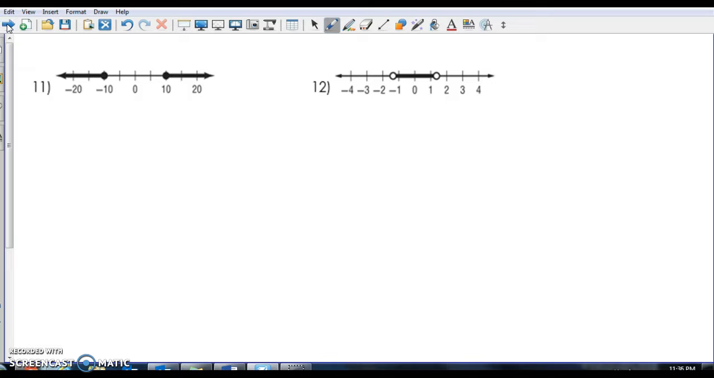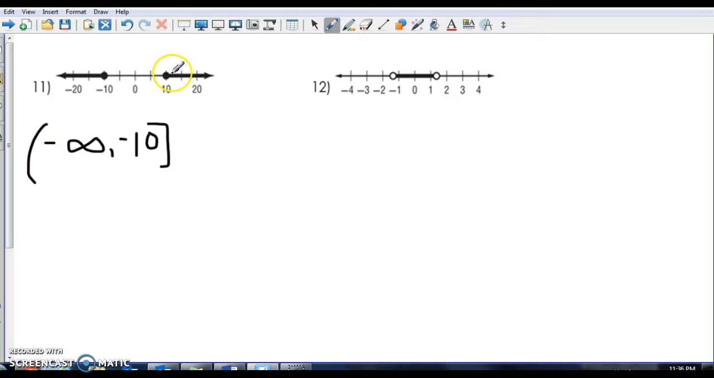So let's look at number 11. This is going to have two parts to its answer, because you have this interval, and then you're going to have this interval over here. So we're going to start with the one on the left first. The smallest number that would make this true is negative infinity, so we're going to write negative infinity, comma. And the number it goes up to is -10, so we're going to write -10. Because this is a closed dot, you're going to put a bracket around this one, and negative infinity is going to get the parentheses.